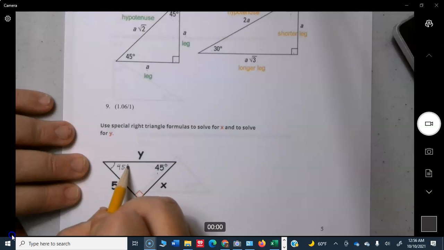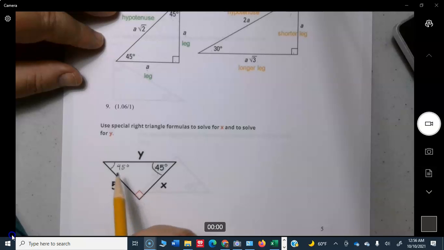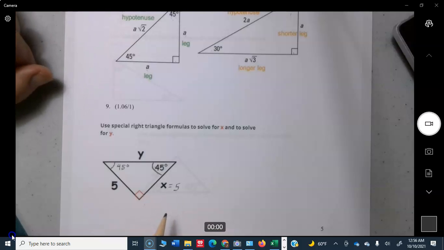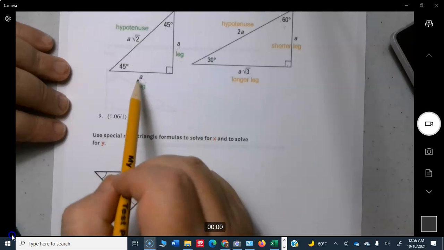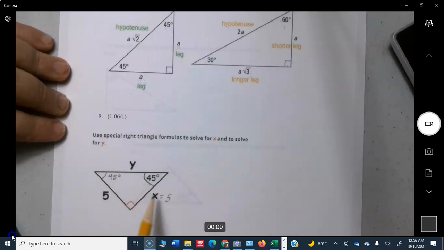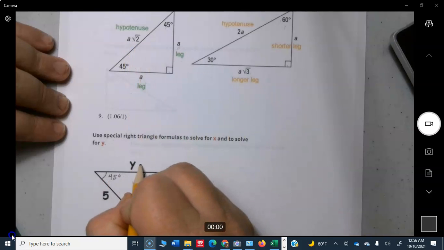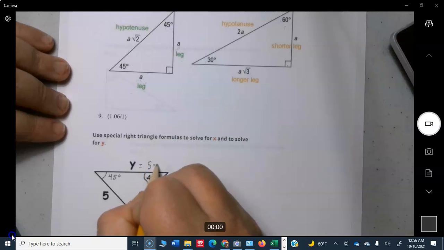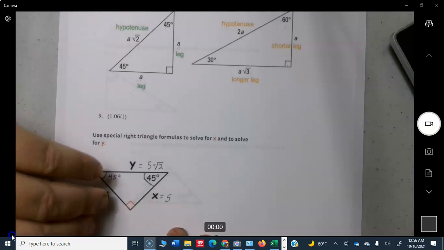And we said that the sides opposite a 45-degree angle are the same. So here's a 45-degree angle. So if the side over here is 5, then the side over here, x, has to equal 5. And then we come back here, and each of these are the legs, so that would be 5 and 5 in the case of this. So the hypotenuse is going to be 5 times the square root of 2. So y equals 5 times the square root of 2. And that's all you have to do, just to understand that relationship. Okay? All right, we move on.